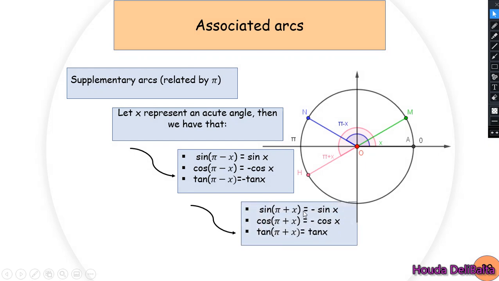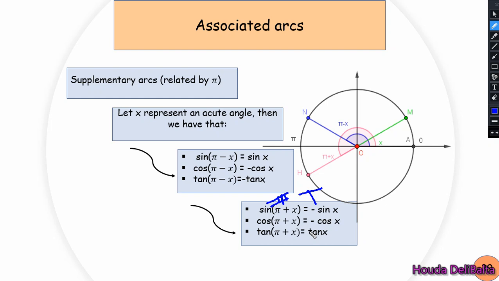Sine of pi plus x is equal to minus sine x, and cosine of pi plus x is equal to minus cosine x, while tangent of pi plus x is equal to plus tangent x. It's kept as it is. So sine and cosine are going to be negatives because pi plus x is in quadrant 3.